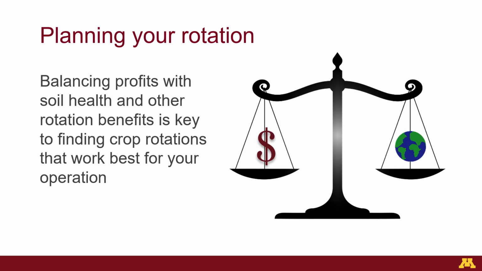Every crop is not equally profitable and every crop is not equally beneficial to soil health. For example, alfalfa has many soil building properties, but it is generally not as profitable as corn. Producers need to balance profit with potential rotation benefits, such as soil health, to find the best crop rotation for their operations.